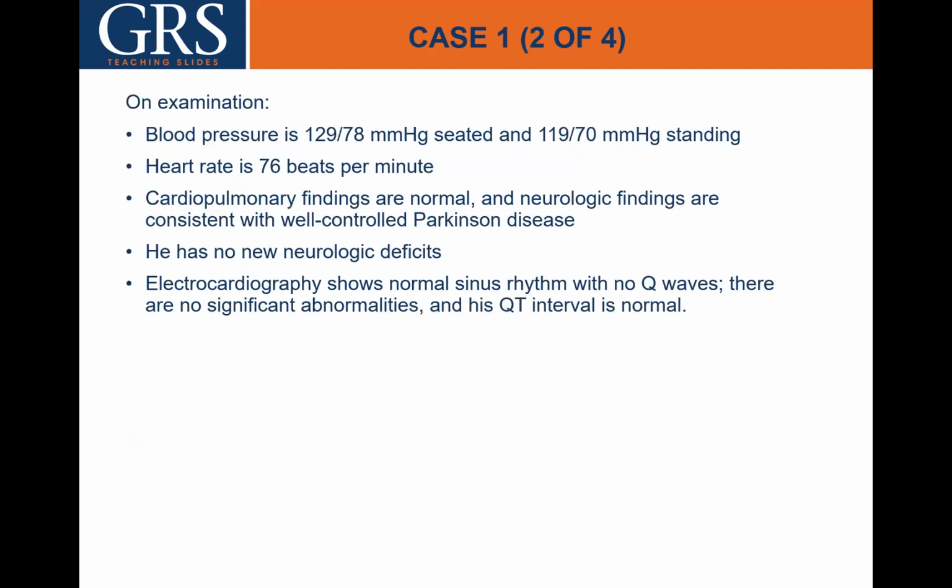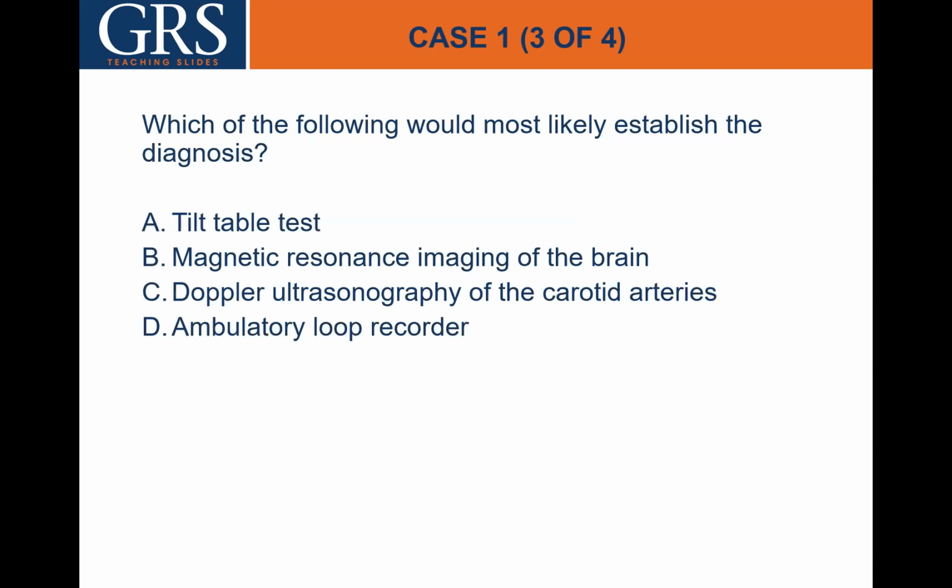On examination, blood pressure is 129/78 seated and 119/70 standing. Heart rate is 76 beats per minute. Cardiopulmonary findings are normal, and neurologic findings are consistent with well-controlled Parkinson's disease. He has no new neurologic deficits. Electrocardiography shows normal sinus rhythm with no Q waves. There are no significant abnormalities, and his QT interval is normal.